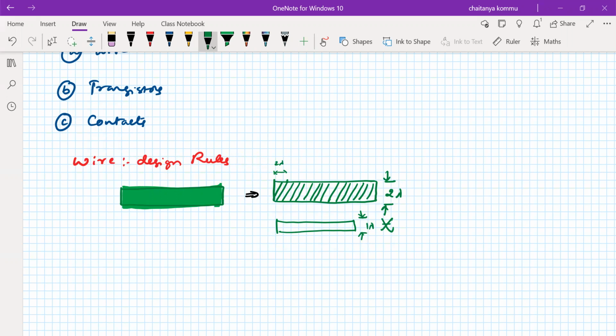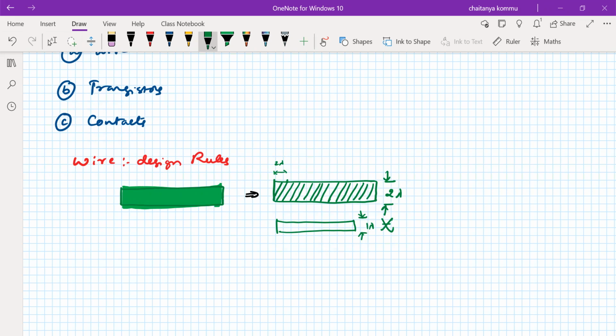So therefore, what he has to do, he will mention that, yes, if you want to reduce the area, you are allowed to reduce the area with the help of width and length by only 2 lambda. Okay, up to 2 lambda only, you have to maintain. There is no option at all. So that's the reason why we have to maintain 2 lambda in all the directions. Clear to all of you?